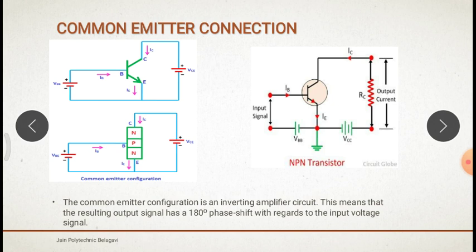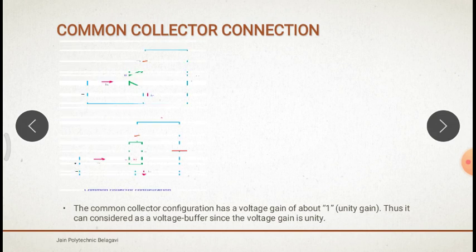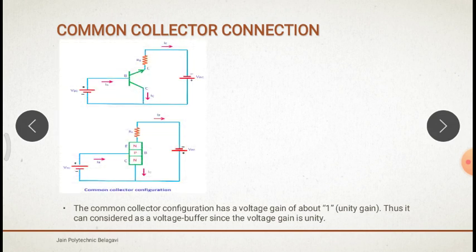Where is it used? It's actually an inverting amplifier circuit, and it gives a 180-degree phase shift. We use this common emitter circuit for amplification purposes. Next we'll see the common collector. As the name itself indicates, we are using the collector as common for the input and the output side. Base and collector are for the input, and emitter and collector for the output side.